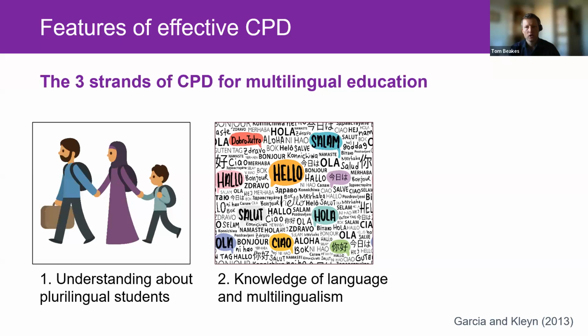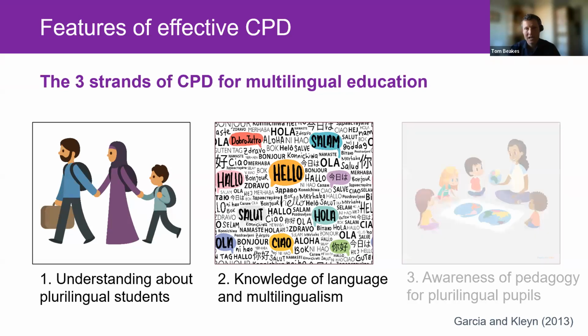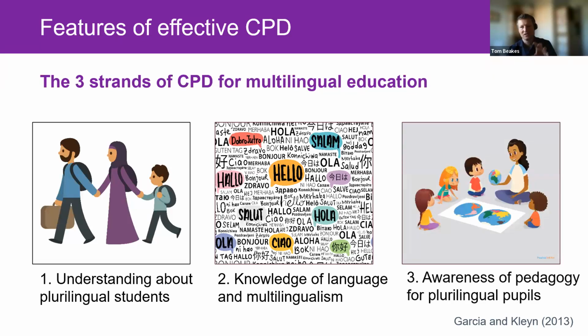The second strand is knowledge of language and multilingualism. So again, this is the language awareness part of it: understanding a bit about how language works and also how language acquisition works and why it's important. It doesn't mean they have to be experts, but having that broad understanding. And lastly, and this is probably the one we're most familiar with, is awareness of how to deliver pedagogy for plurilingual pupils. So the kinds of classroom activities we might do.